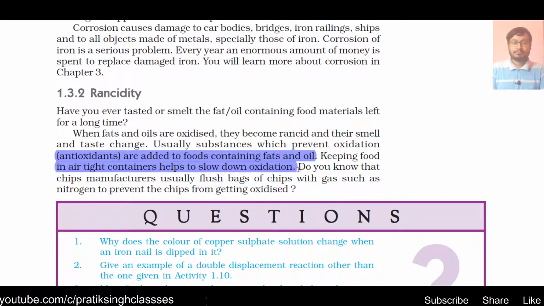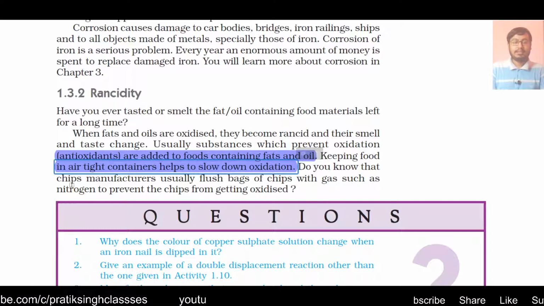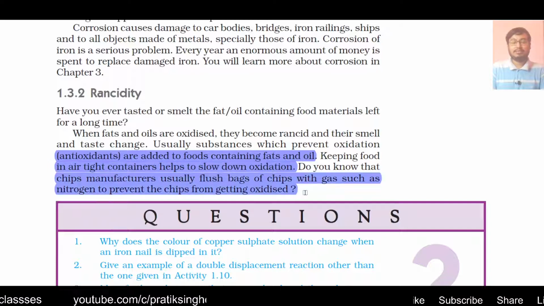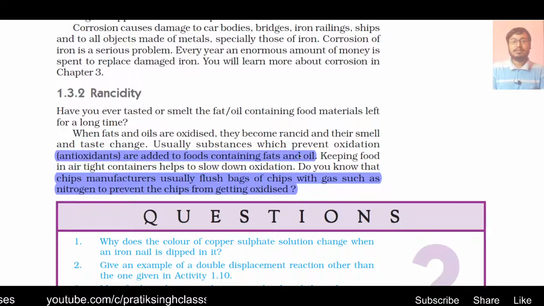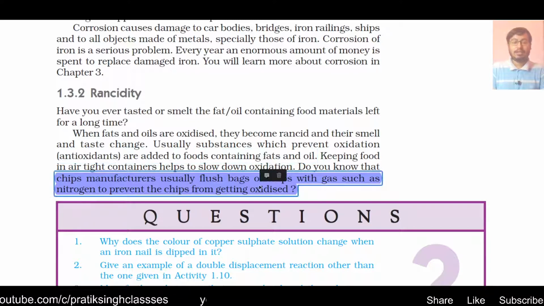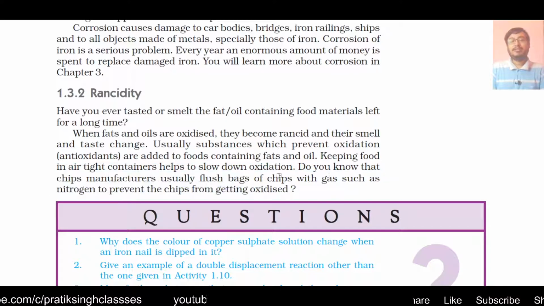Do you know that chips manufacturers usually flush bags of chips with gas such as nitrogen to prevent the chips from getting oxidized? Food particles react with nitrogen very rarely, or only at certain temperature and pressure. That is why the chips packets are filled with nitrogen gas.